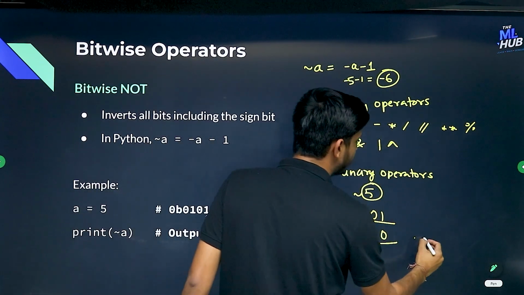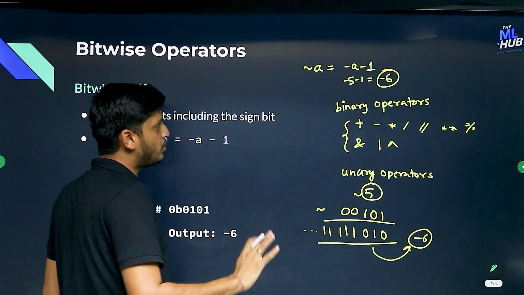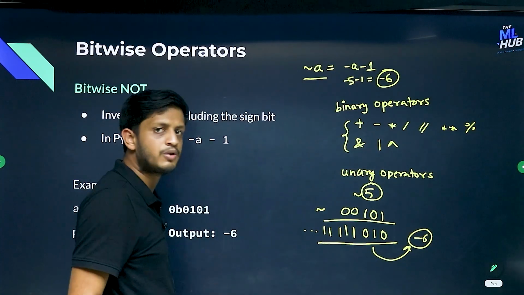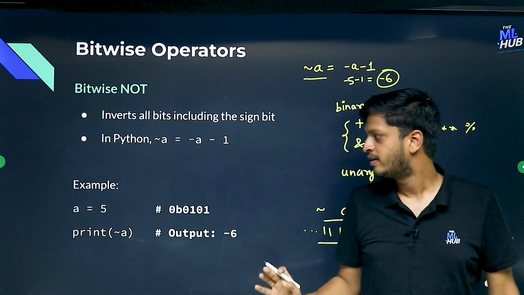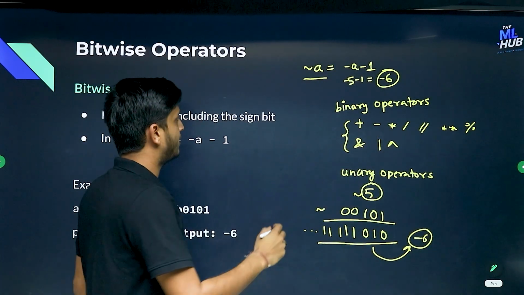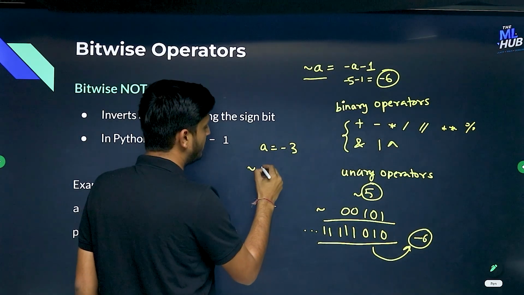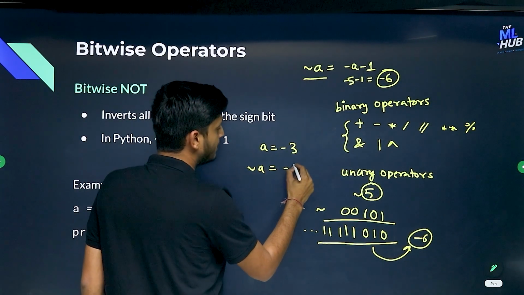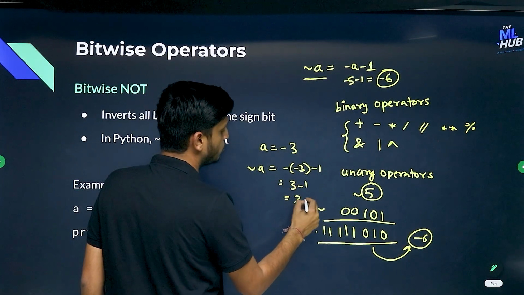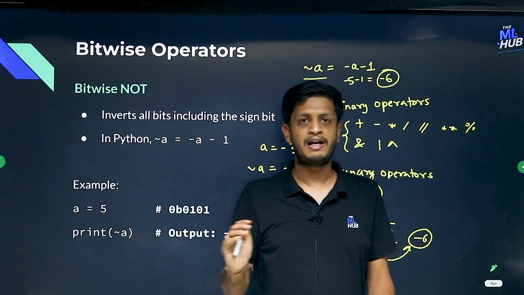This is actually the binary of minus 6. How is this conversion made? Don't care about it right now. For you, the common understanding can be that bitwise NOT of a is minus a minus 1. You can always use this formula. And similarly, you can do it for negative numbers also. Let's say a number a is minus 3. If you're doing bitwise NOT of a, then it will be minus of minus 3 minus 1, which means 3 minus 1, which is 2. So just use the formula and you are good to go.